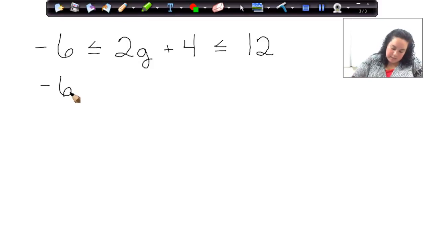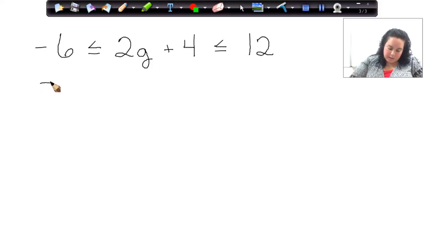-6 is less than or equal to... Our goal here, before I begin, let me tell you what the goal is. Normally our goal is to get the variable on a side by itself. But when we have two inequalities like we do here, our goal is to get the variable in the middle by itself. Okay? So we're trying to get g by itself in the middle. If we had a g over here or a g over here, we'd have to move it to the middle. Okay, so we already have our g in the middle.